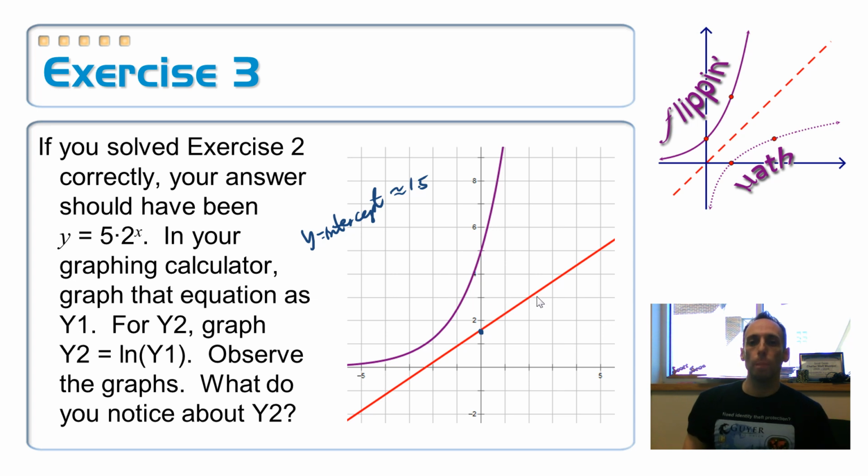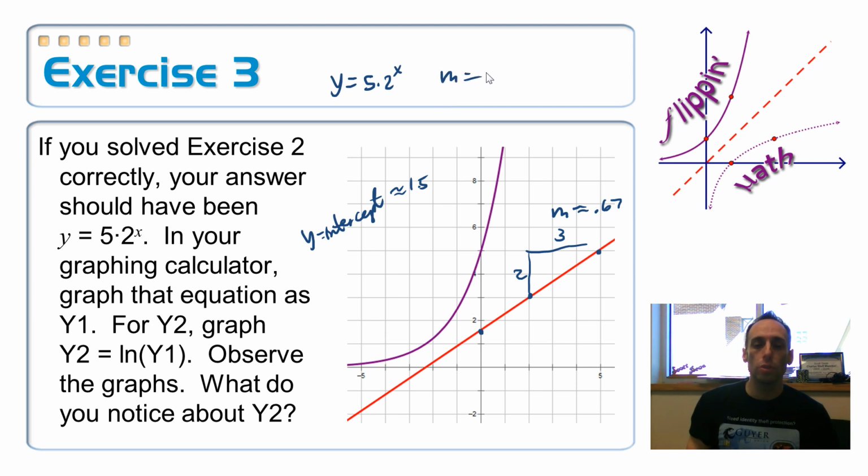Now let's look at the slope. To estimate the slope, let's find two points that are almost on grid lines. I can see from this point and this point, which are not exactly on grid lines but pretty close, I go up 2 and over 3, so I'm going to say my slope is about 0.67-ish, okay? So if my equation was y equals 5 times 2 to the x, it said that the slope should be equal to the natural log of the base, the natural log of 2.